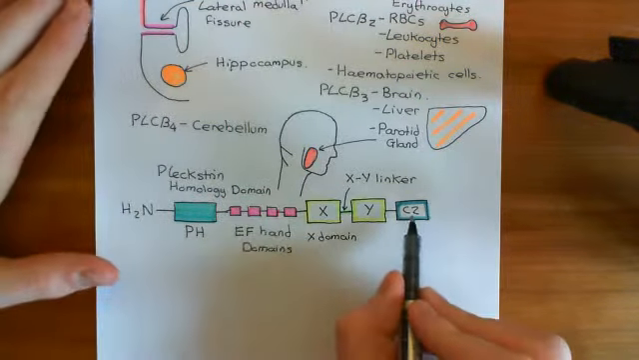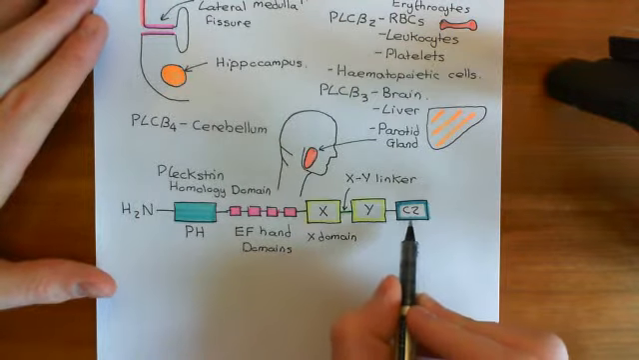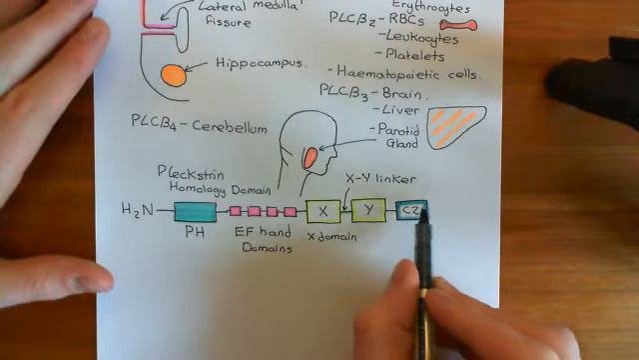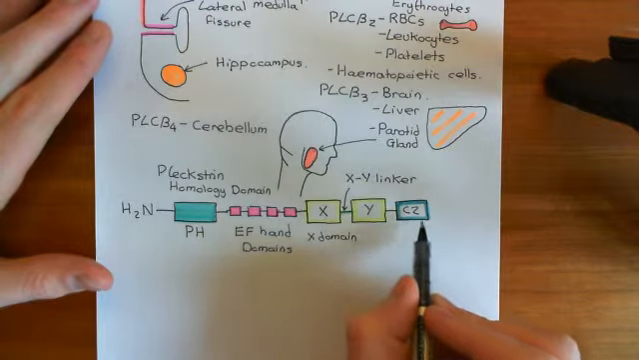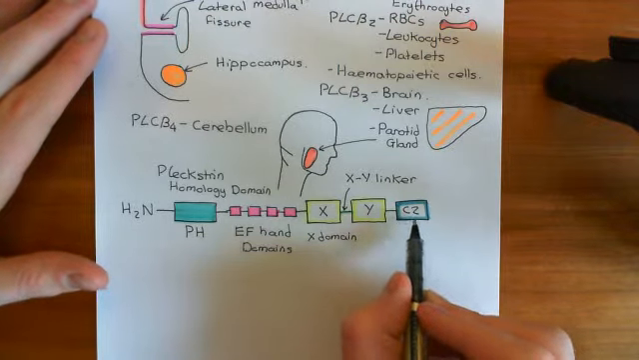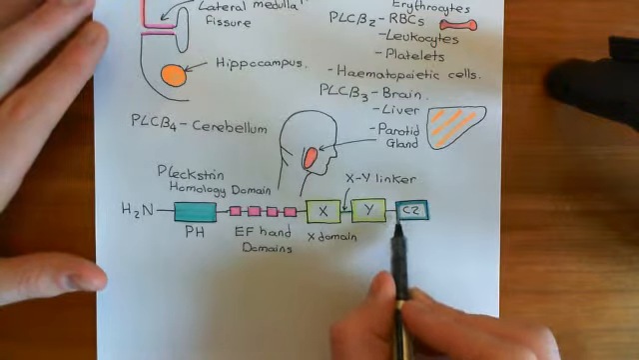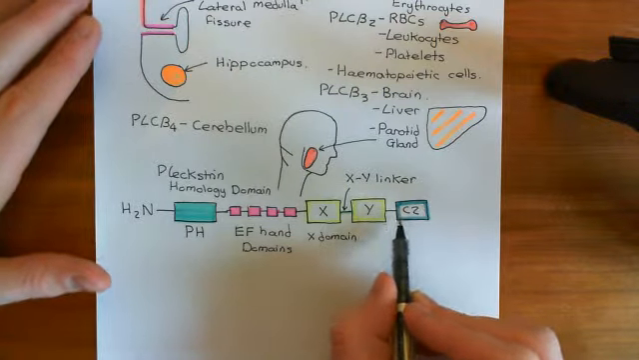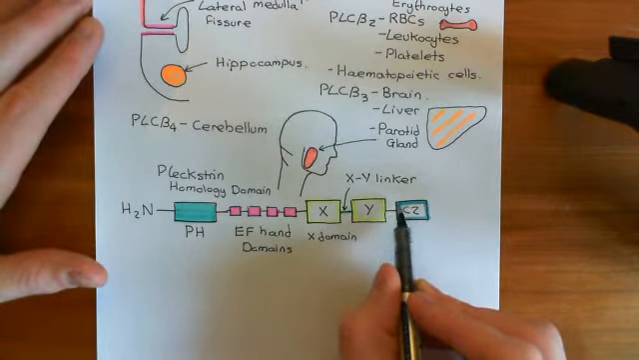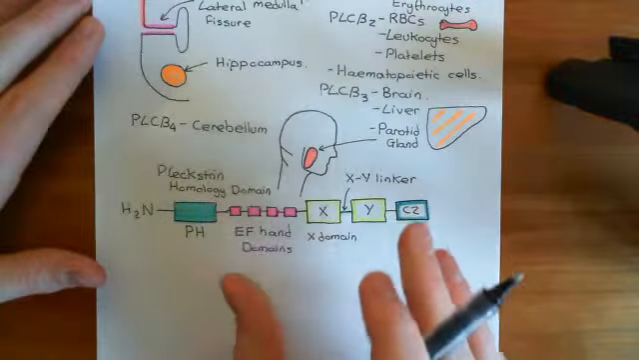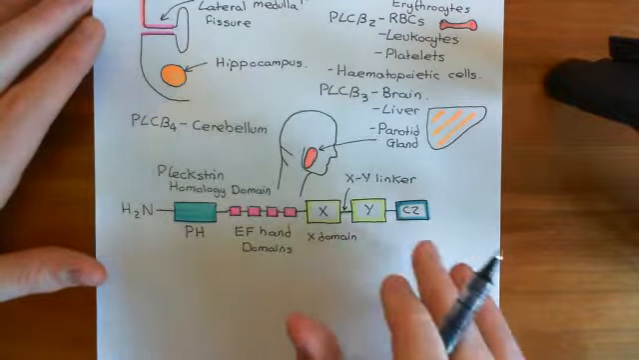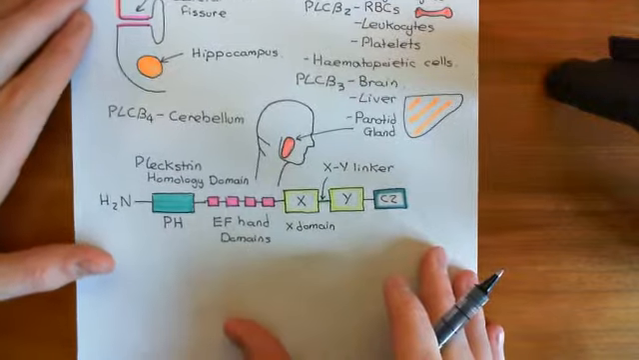Okay, but again, in the phospholipase C beta enzymes, the C2 domains do not even seem to bind calcium, and they don't seem to be that important in activating the enzyme. In other phospholipase C enzymes, the C2 domain plays a much more important role, but in the beta family of phospholipase C enzymes, it's not important, or at least we don't think so.